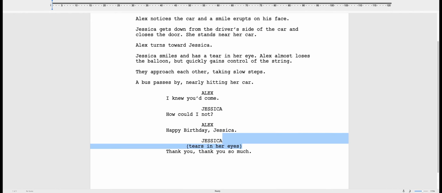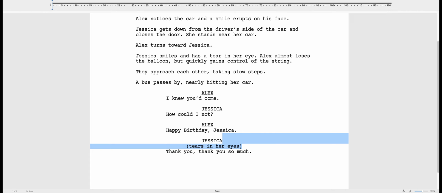So what you have to do is, if you want to describe an action, you can't write an action line again in between dialogue. So while speaking the dialogue, if the actor is performing some action, you have to write it in the parenthesis that you can get. It's called parenthetical. The parenthetical option exists so that you can describe the actions of the character while they are speaking the dialogue. So Jessica, while saying thank you so much, has tears in her eyes.